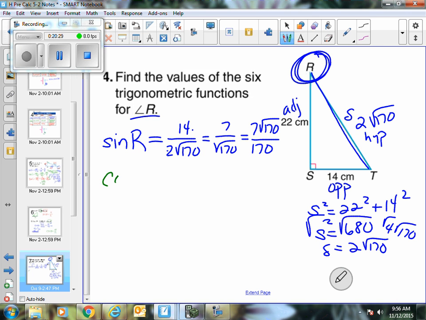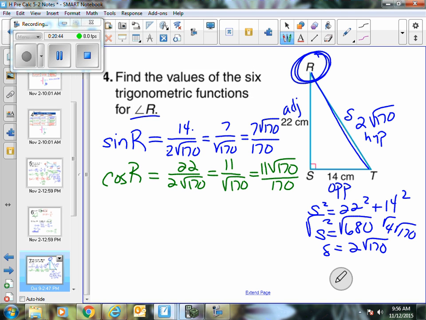Next up, cosine. Cosine of angle R. That's adjacent over hypotenuse. So 22 over 2 square root of 170. Can reduce again, and then rationalize. So all of these kind of follow the same pattern. And again, it depends on the angle. If we were doing this for angle T, those would be flip-flopped because the adjacent and opposite would switch.